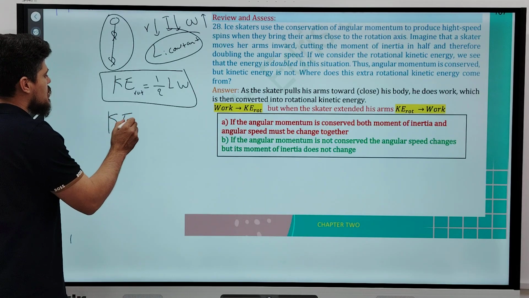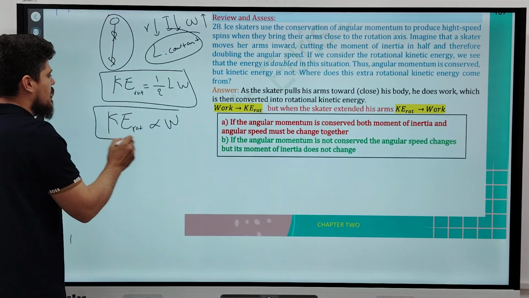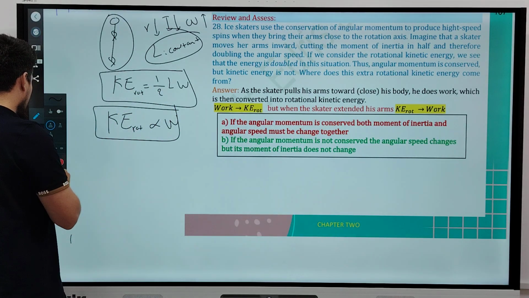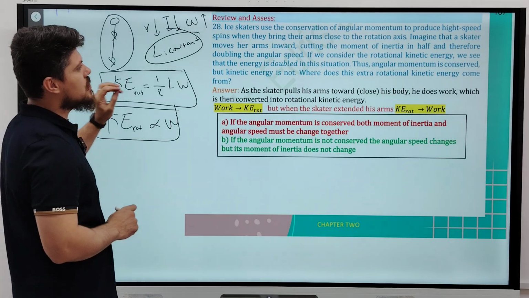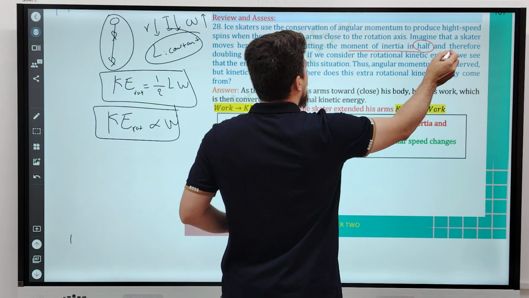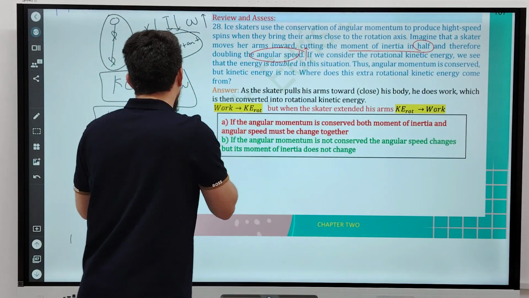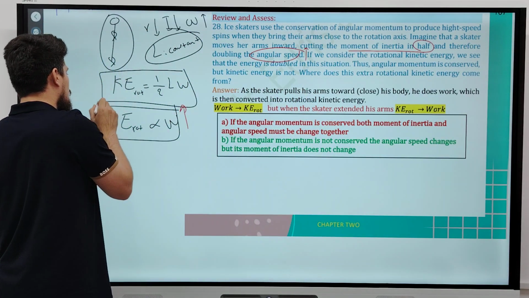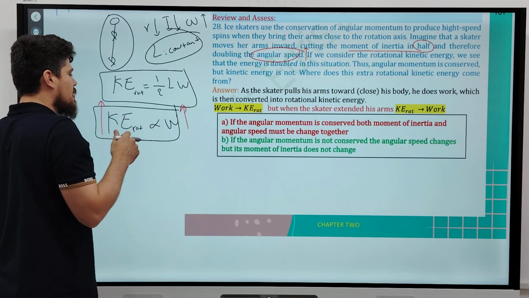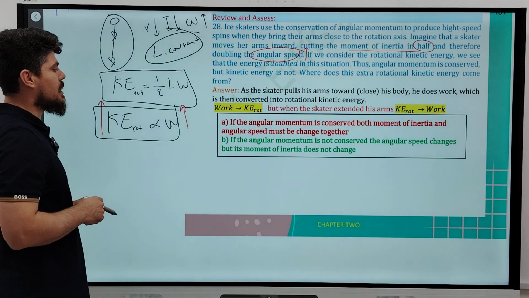Now, what is the relation between rotational kinetic energy and angular speed? It's directly proportional. Because the moment of inertia is cut in half, it is therefore doubling what? The angular speed. When the angular speed is doubled, what happens to the rotational kinetic energy? It changes by a factor of 2. The rotational kinetic energy also becomes doubled.